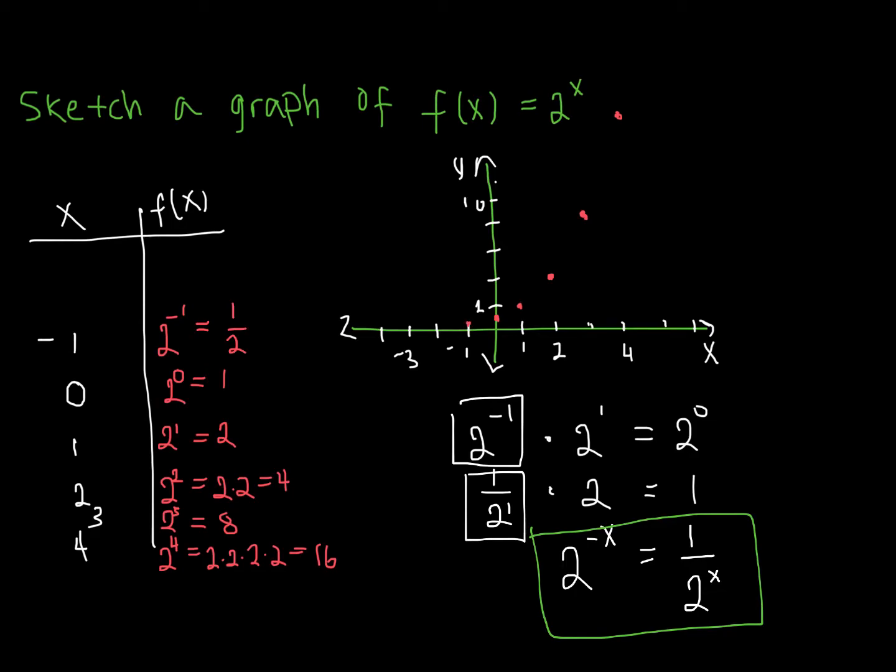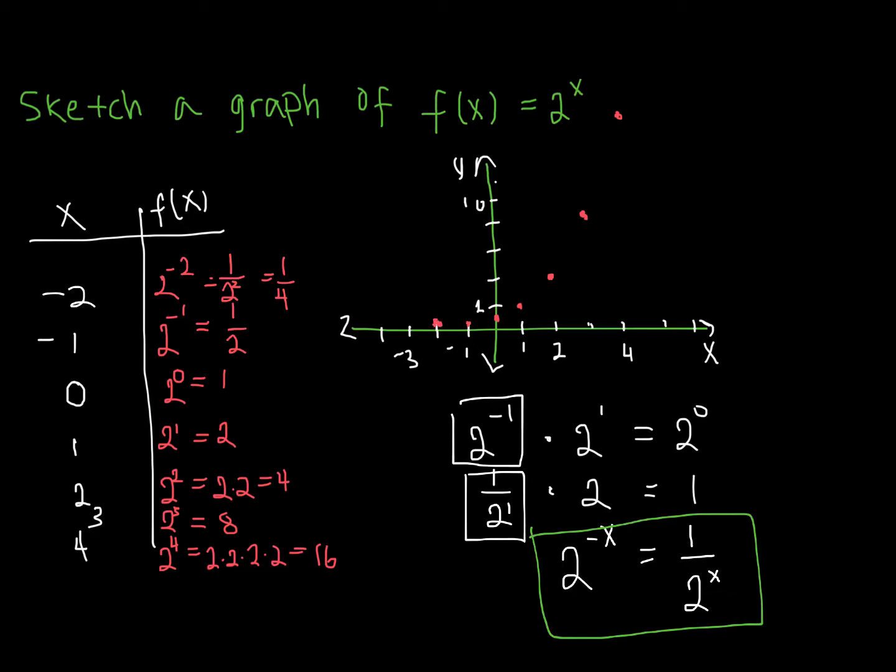All right, now let's go to -2. 2 to the negative 2 is going to be 1 over 2 squared. Well, 1 over 2 squared is 1 over 4. So 1/4. Probably should be closer there.